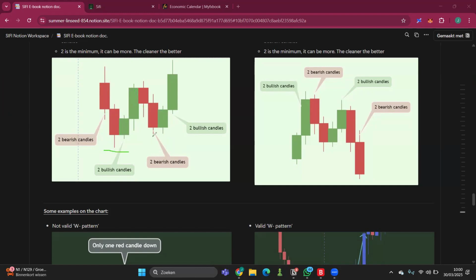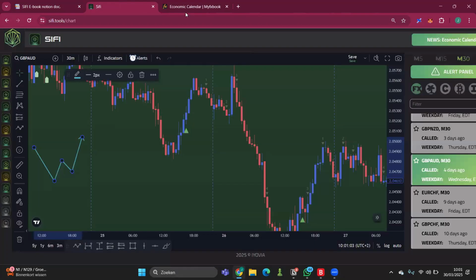Then, of course, this low right here is the lowest low. And then this one right there is the higher low. So that's very important when it comes down to identifying that W, because right here, the lowest low is this one, and after that, it really didn't come back.